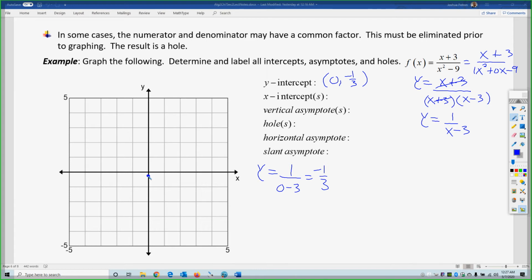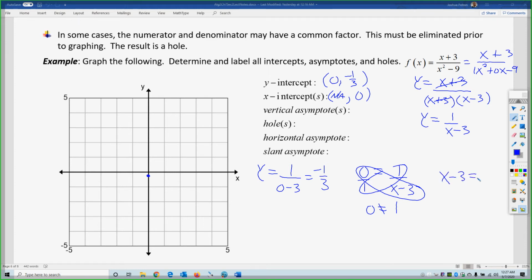Okay, so x-intercepts. I know I have to have 0 for y. So 0 equals 1 over x minus 3. I'll make that a fraction so I can cross multiply. This way I get 0, and this way I get 1, which is not true, which means there are no x-intercepts here.